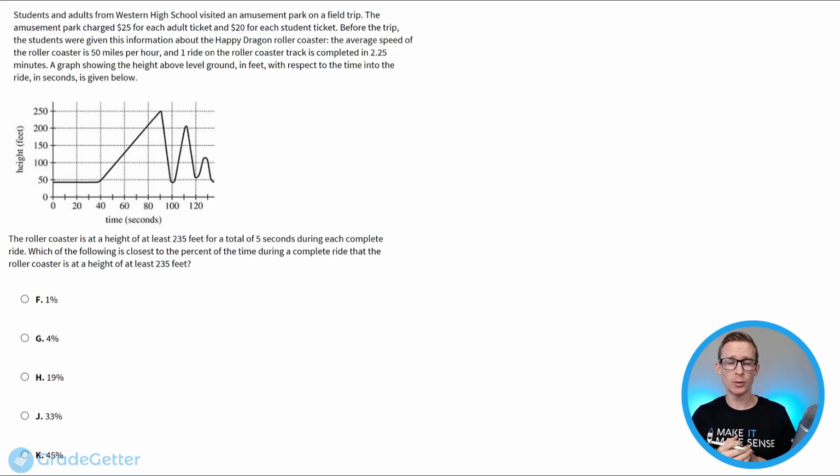Alright, for question number 2, we're going to actually use the same information and data from question number 1. So again, we don't have to rehash everything. Instead, let's just talk about what we're trying to find from this question. It says the roller coaster is at a height of at least 235 feet for a total of 5 seconds during each complete ride. Which of the following is closest to the percent of the time during a complete ride that the roller coaster is at a height of at least 235 feet. So that is what we're trying to find.